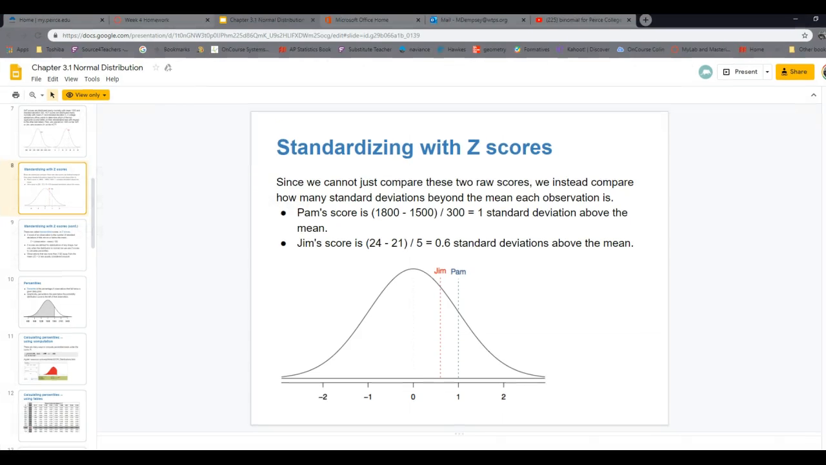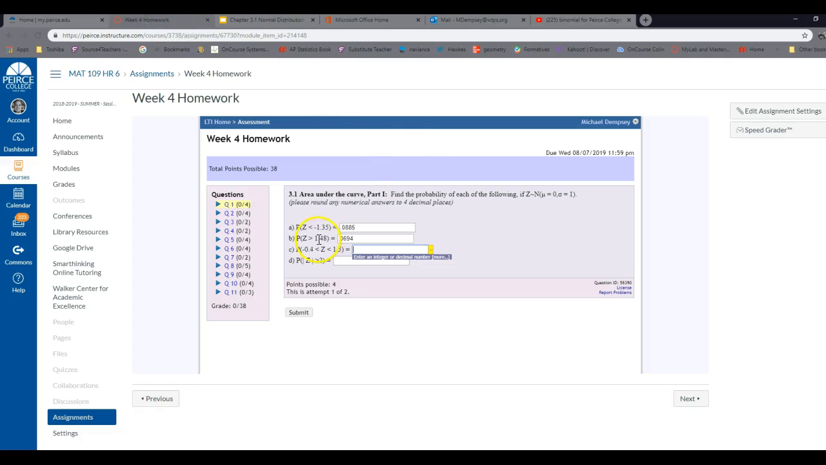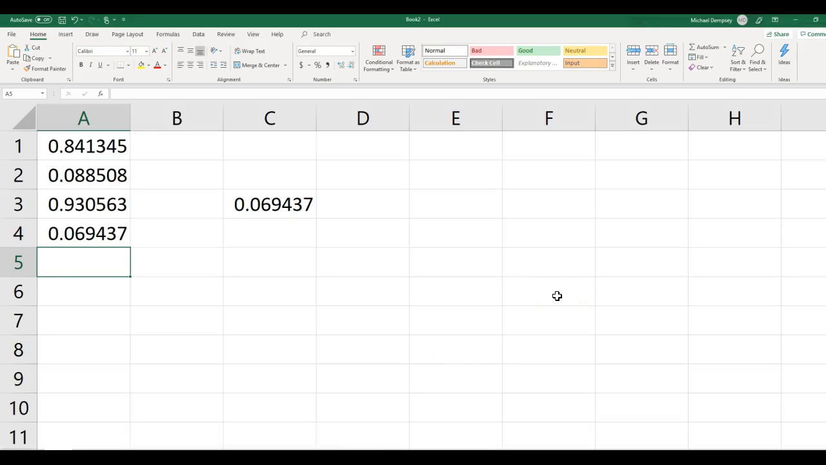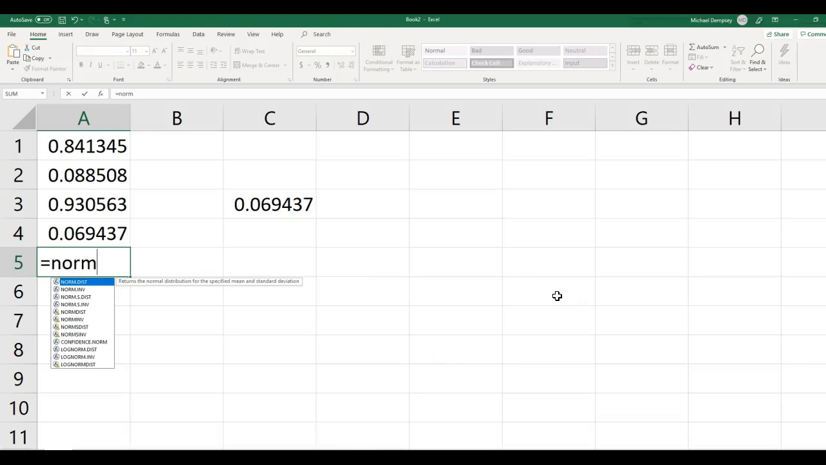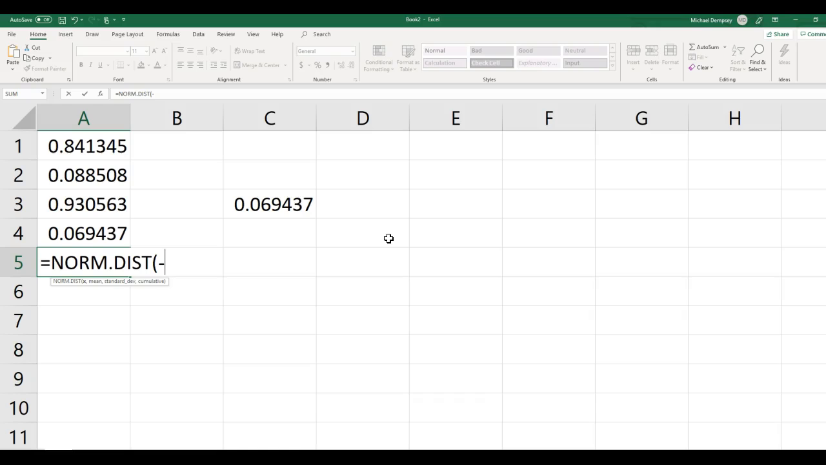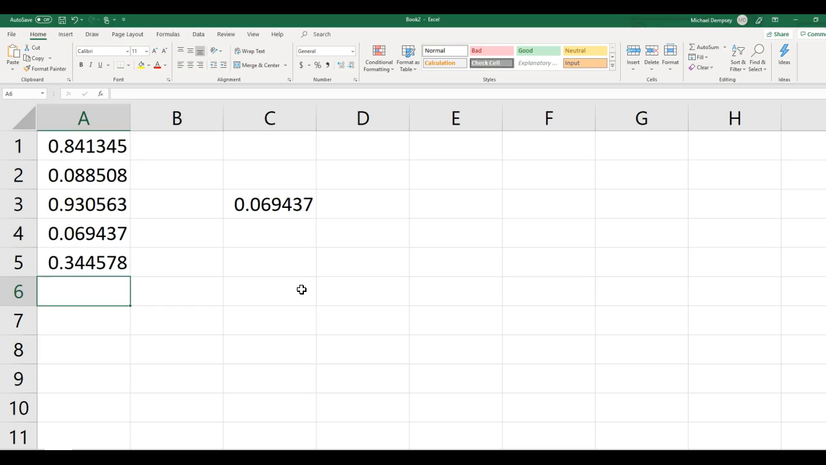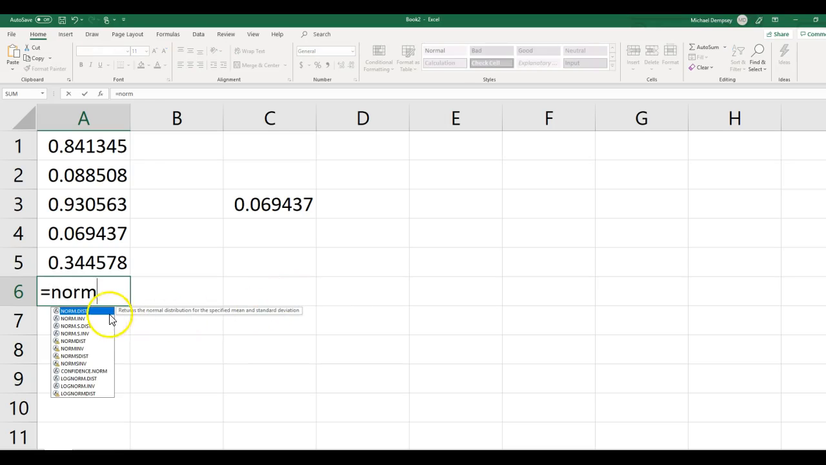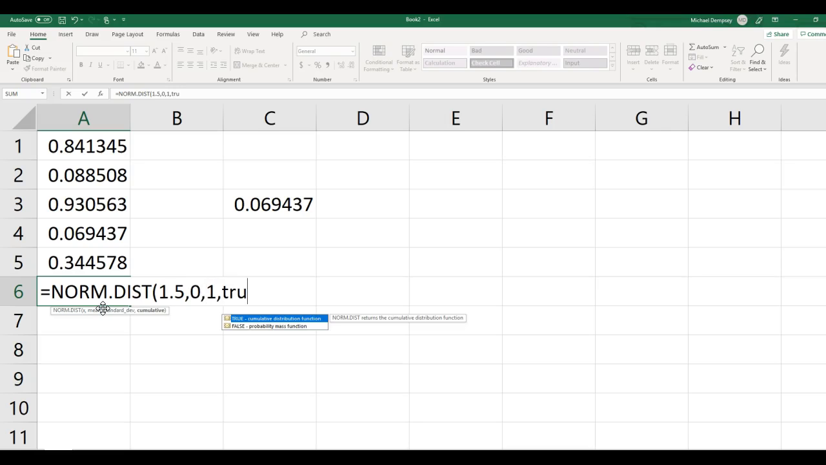So let me just go back and look at the numbers real quick so I make sure I remember in my head. Yeah, negative 0.4 to 1.5. So I can get both of those numbers with Excel, but I'm going to have to subtract them. So we go equals norm.dist, and I have negative 0.4, 0, 1, and a true. Remember, that's the area to the left of negative 0.4. Then I have equals norm.dist, 1.5, 0, and 1, and true.